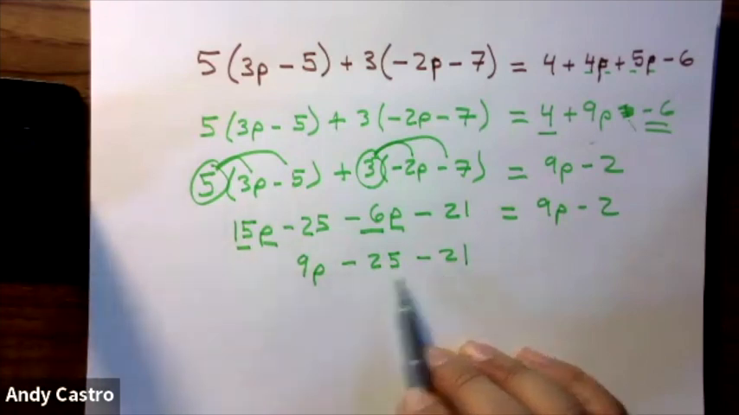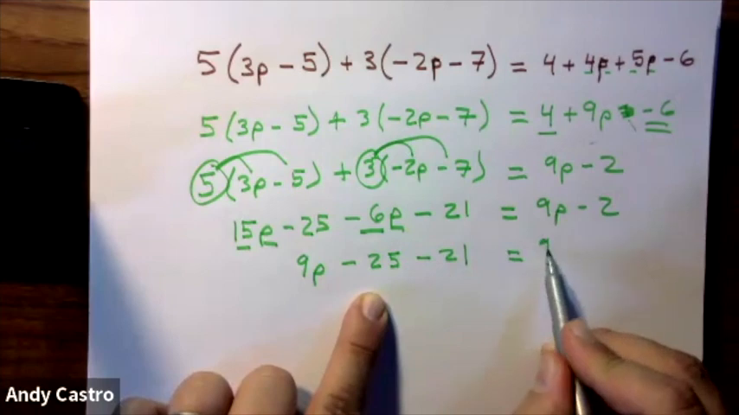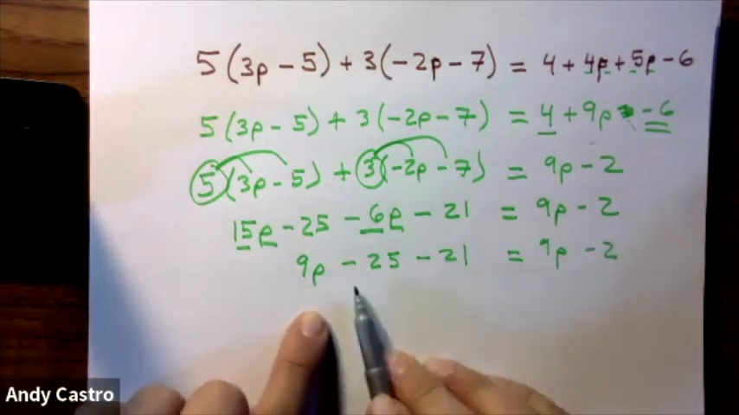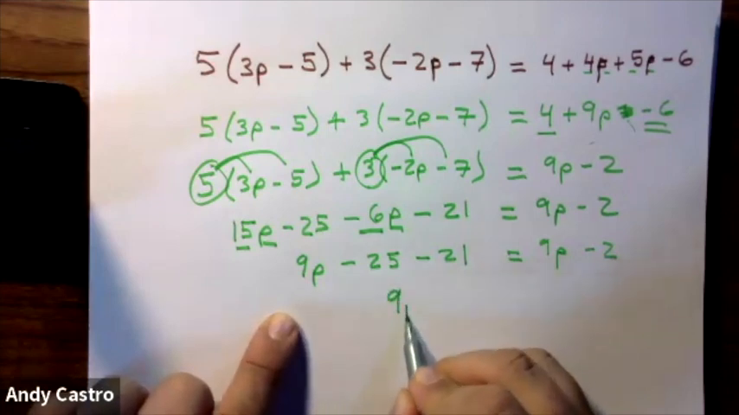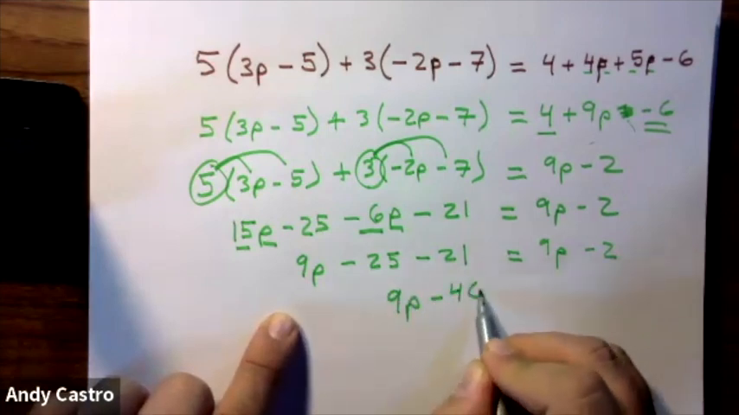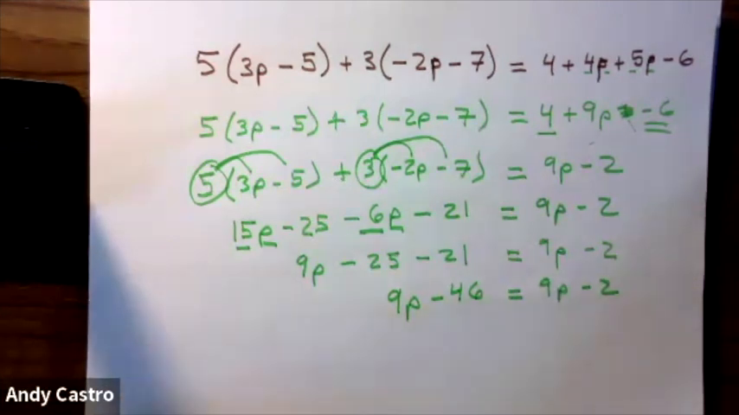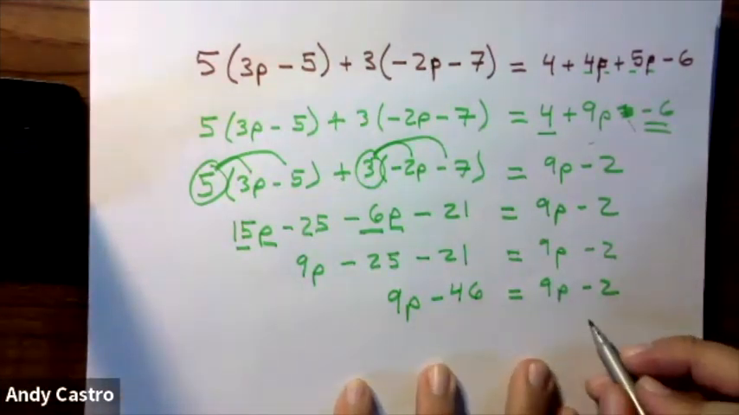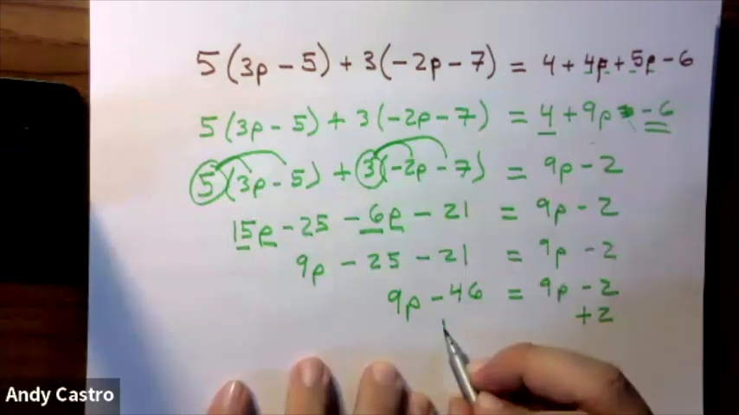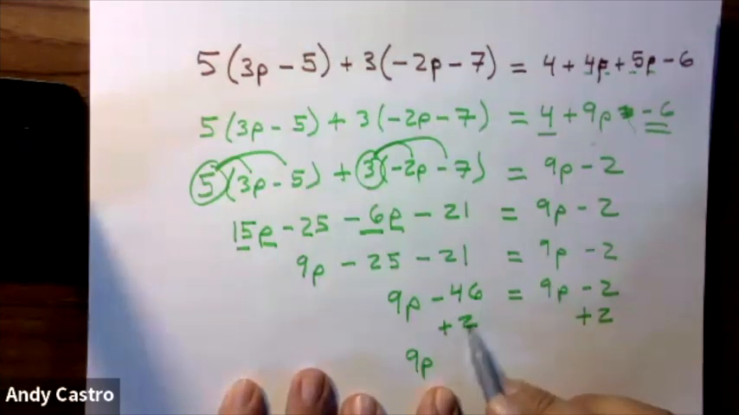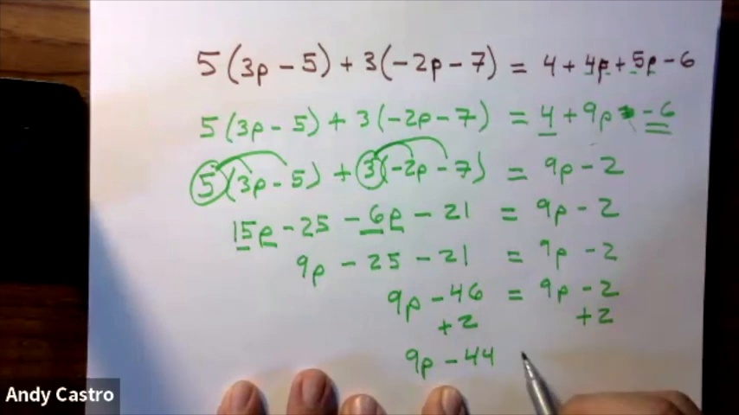Negative 25 minus 21, that's going to be negative 46. We have 9p minus 46 is equal to 9p minus 2. I'm going to add 2 to both sides. 9p, and then if I add 2 to negative 46, that's negative 44 is equal to 9p.